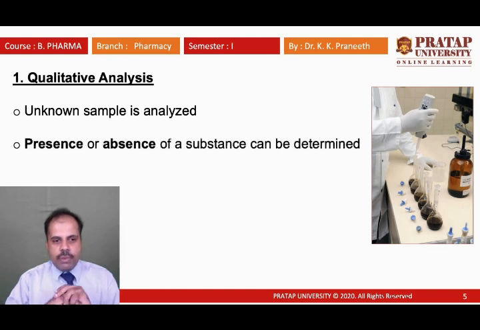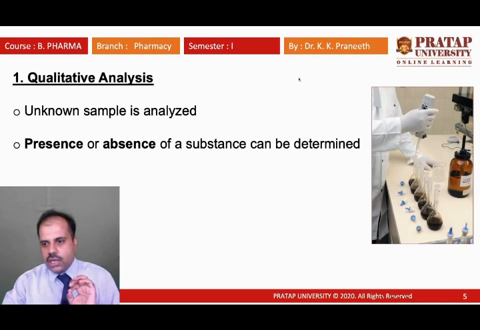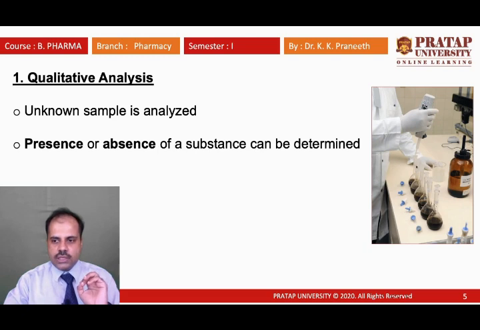Next, the presence or absence of a substance can be determined using qualitative analysis. For example, if you are looking for some chemical in the first flask, he is adding a reagent to find out whether a particular chemical substance is present or absent in flask 1. So in qualitative analysis, the presence or absence of a particular substance can be determined.